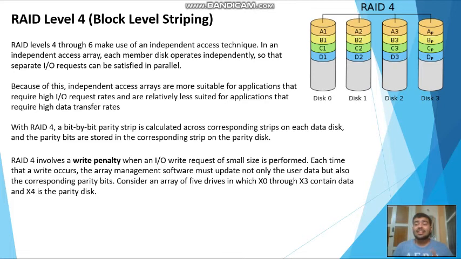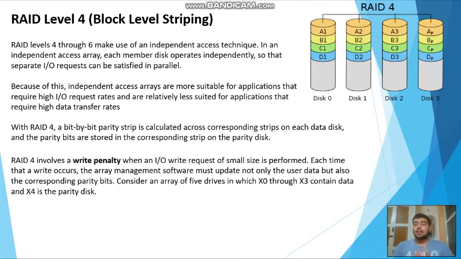What RAID level 4 needs is a single parity disk, and all the disks can be used in parallel, and the function's result can be obtained in parallel, and you do not have to have a synchronization amongst the disks, right? So a bit by bit parity strip is calculated across corresponding strips on each data disk, and parity bits are stored on the corresponding strip on the parity disk, right?